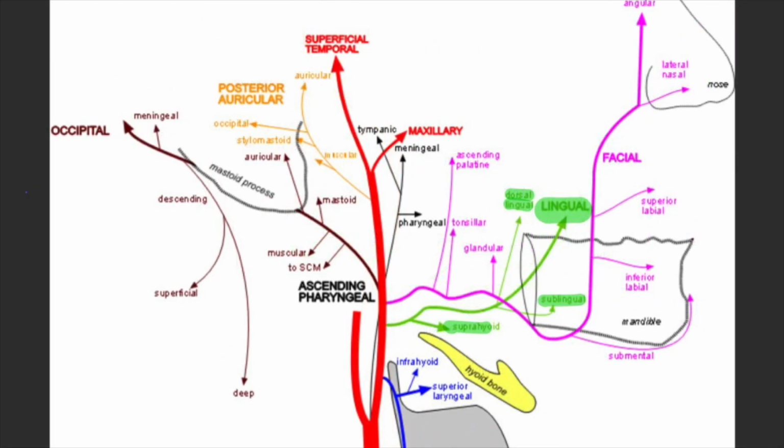Lingual artery is the third branch of the external carotid artery. It originates at the level of C3. It courses towards the hyoid bone, then loops down towards the tongue. It supplies the oral floor and the tongue and terminates eventually into the tongue.